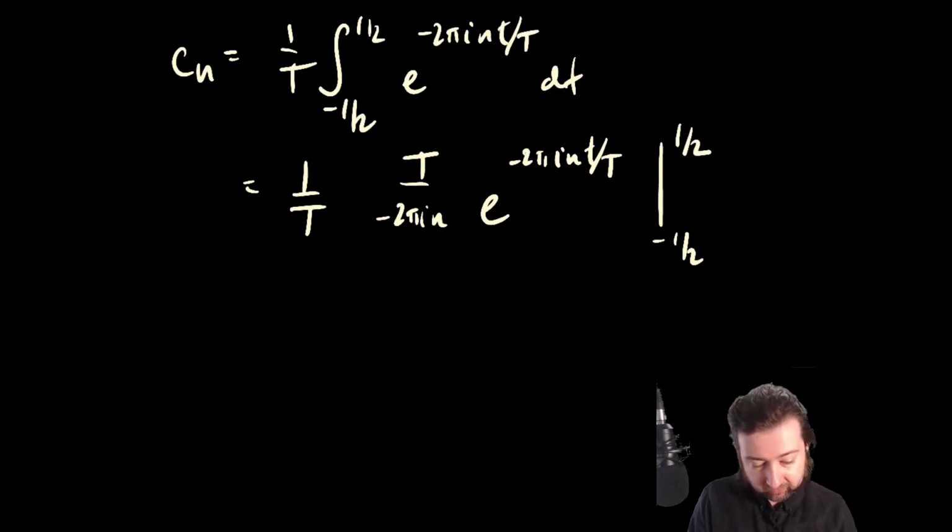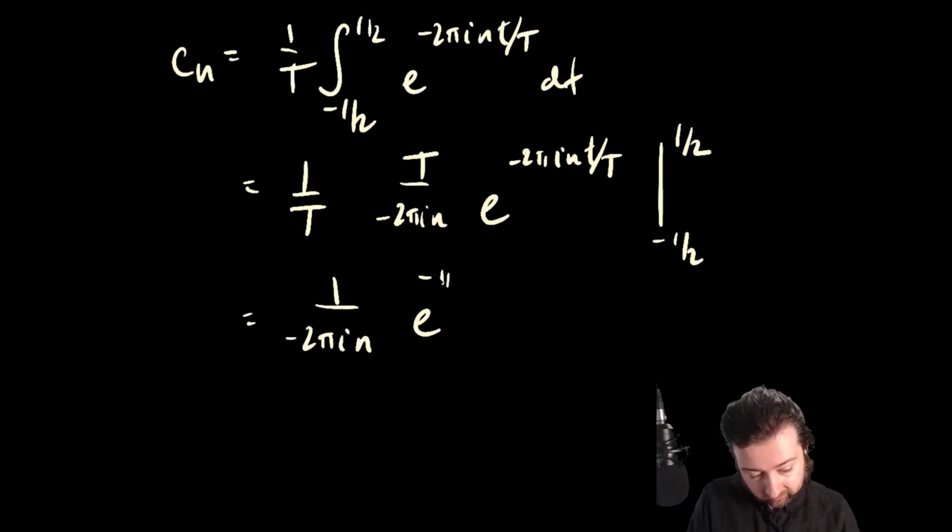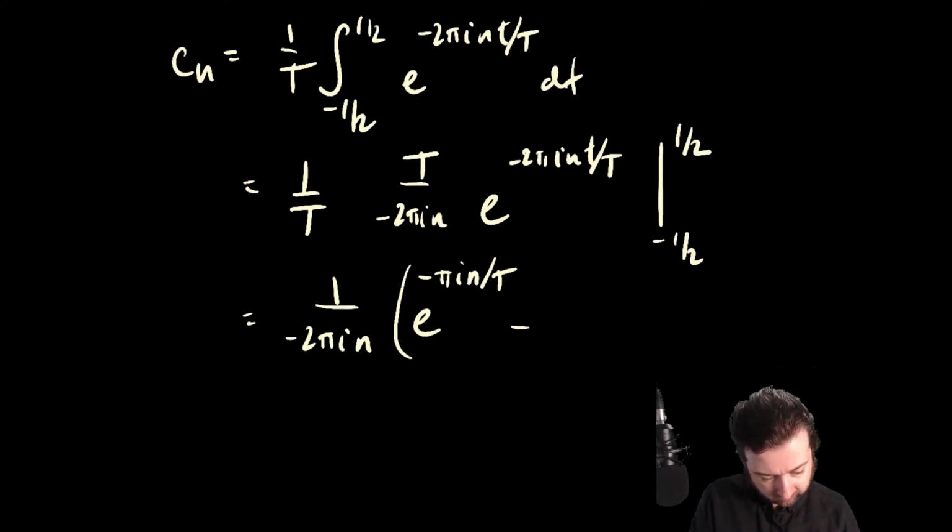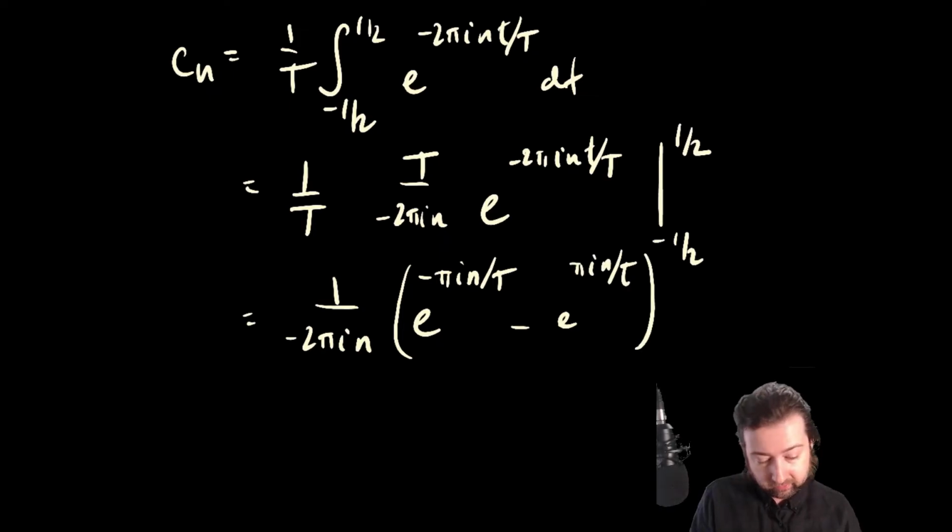And what you end up with is, well, the t's cancel, and you get 1 over minus 2 pi i n, e to the minus pi i n over t minus e to the positive pi i n over t. And there's a 2i right here.